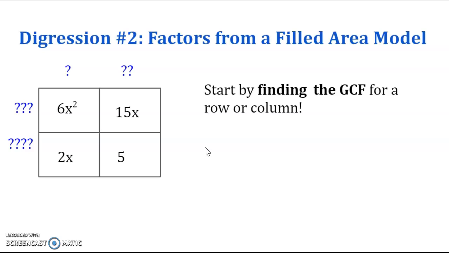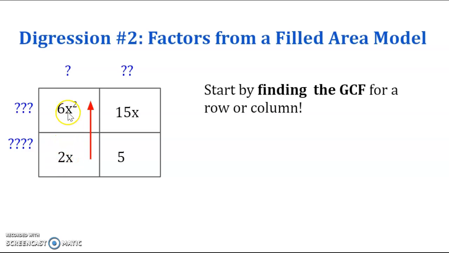So to do that, you start by finding the GCF for a row or a column. It does not matter whether you start with a row or a column. I am just going to start with the column this time. Now you're looking at 6x squared and 2x. Looking at this column, what is the GCF that I can take out?